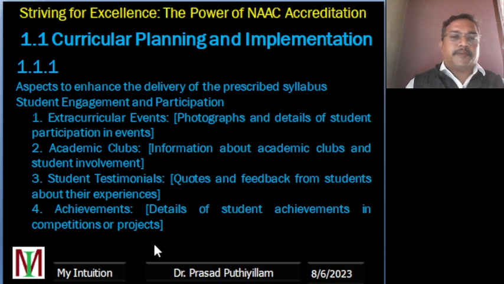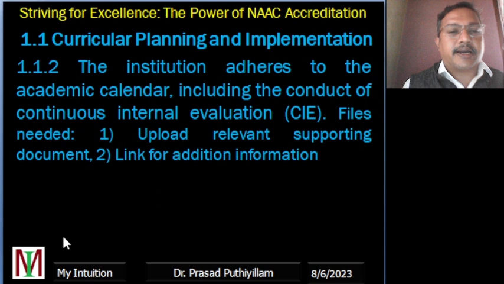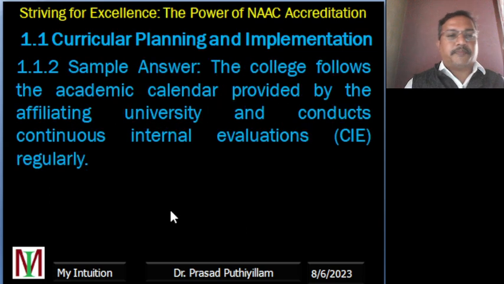Then comes the second point, that is 1.1.2. Still we were in 1.1.1, so we have reached 1.1.2. The institution adheres to the academic calendar, including the conduct of continuous internal evaluation, that is CIE. The required files are uploading relevant supporting documents and a link for additional information. Sample answer: the college follows the academic calendar provided by the affiliating university and conducts continuous internal evaluations regularly.